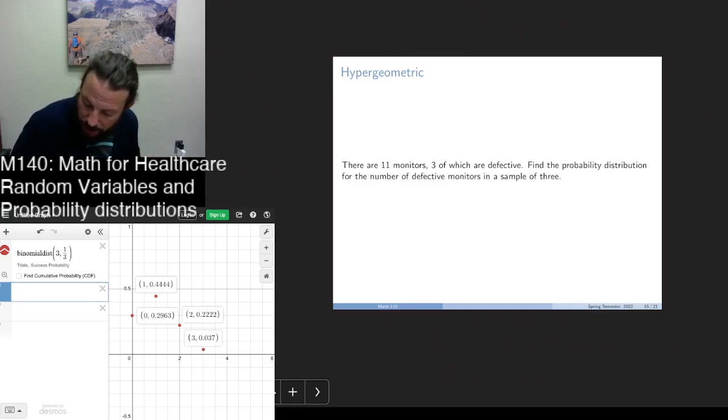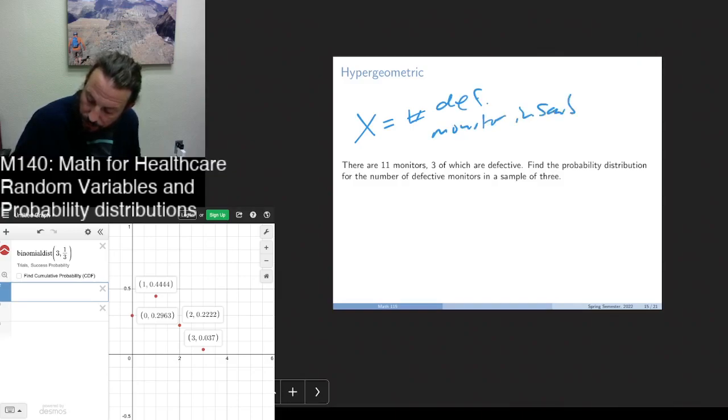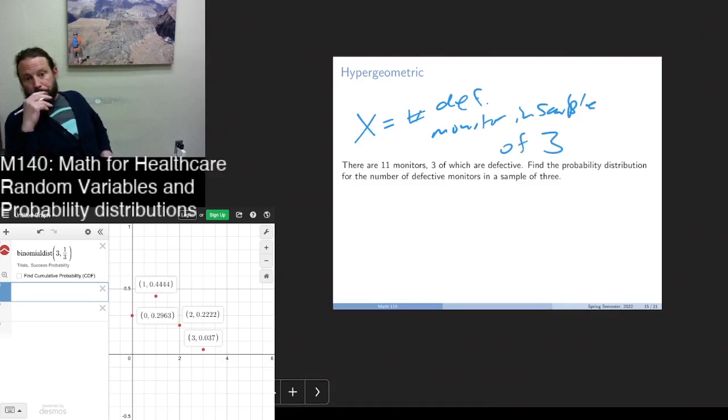So let's say X equals the number of defective monitors in a sample of 3. All right? Well, we want to come up with a probability distribution for that. Here, this is a bit more complicated, because, well, I want you to check, is this binomial? And explain why to yourself.